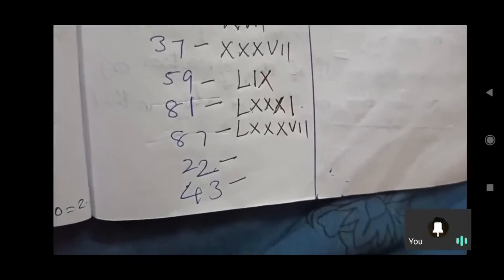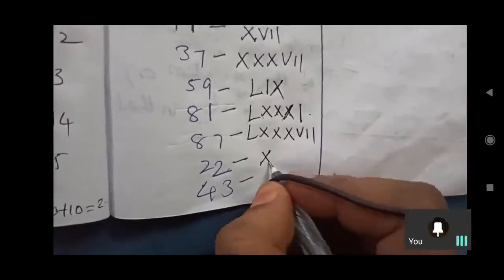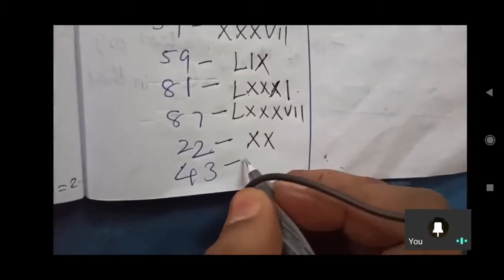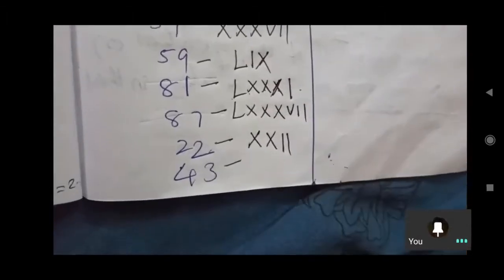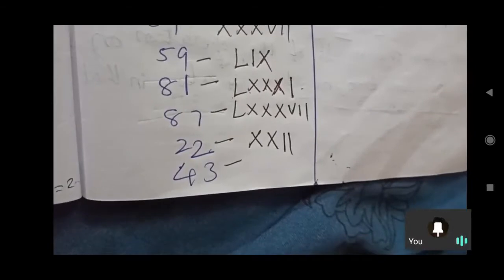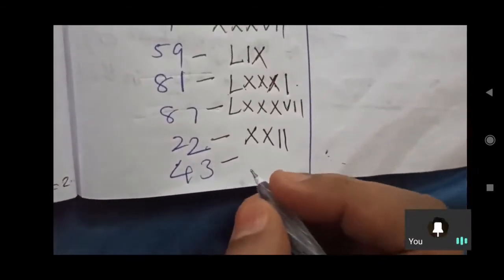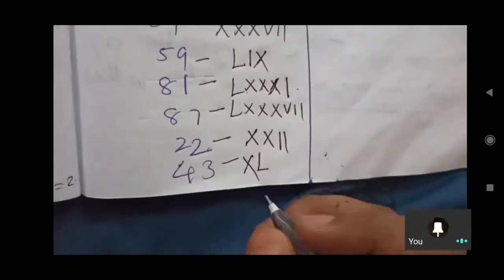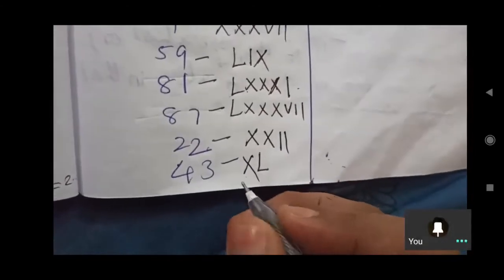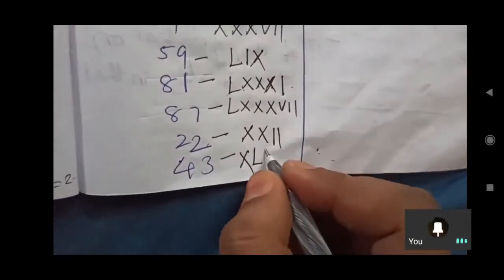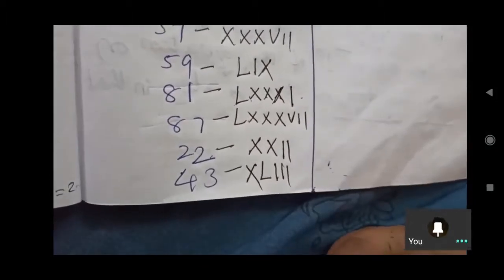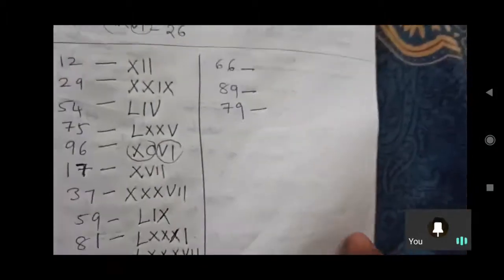Okay? So here 22. 2 tens, 10 plus 10, 10 plus 10, 20, and 2 for 2. You have to write 22 in this manner. 40. For 40, we have to write XL. Yes, XL. 10 before 50. And how much? 40. 3, we have to write 3. In that manner, you have to write.